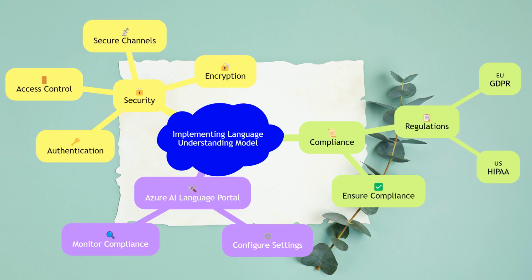When implementing a language understanding model, it is important to consider security and compliance. This involves ensuring that user data is protected and that your application complies with relevant regulations. In the Azure AI Language portal, you can configure security settings such as authentication and access control. Make sure to use secure communication channels and encrypt sensitive data. Additionally, be aware of any regulations that apply to your application, such as GDPR or HIPAA, and ensure that your implementation complies with these regulations.